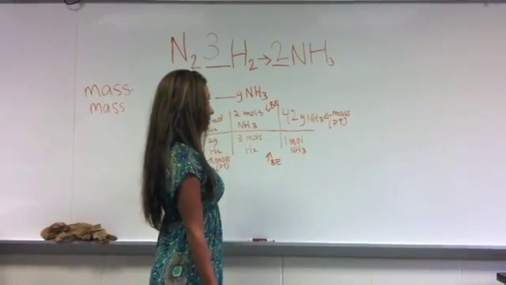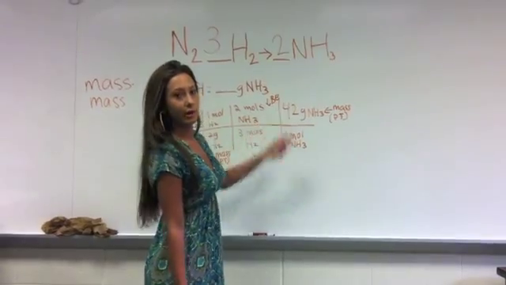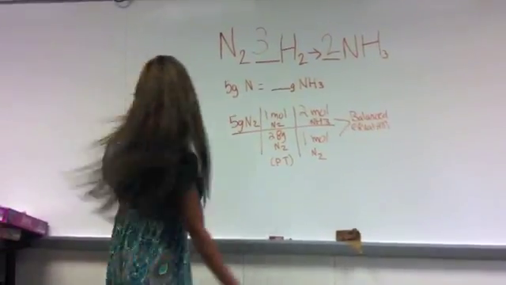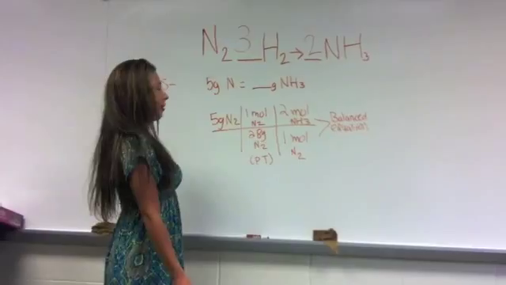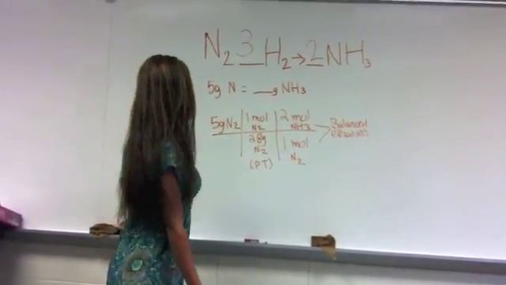Next, you're going to get the mass of ammonia, and that's equal to 1 mole, and the mass is 42 grams. Okay, now our next problem is a mass mole problem. Our question is, if you have 5 grams of nitrogen, how many grams of ammonia can you make?